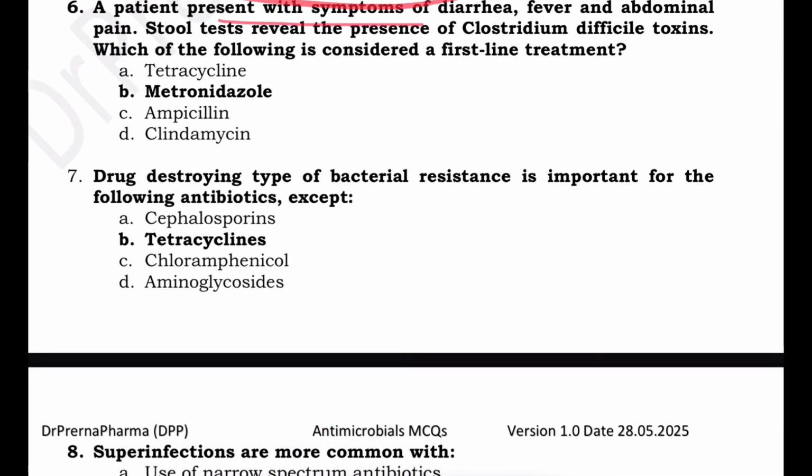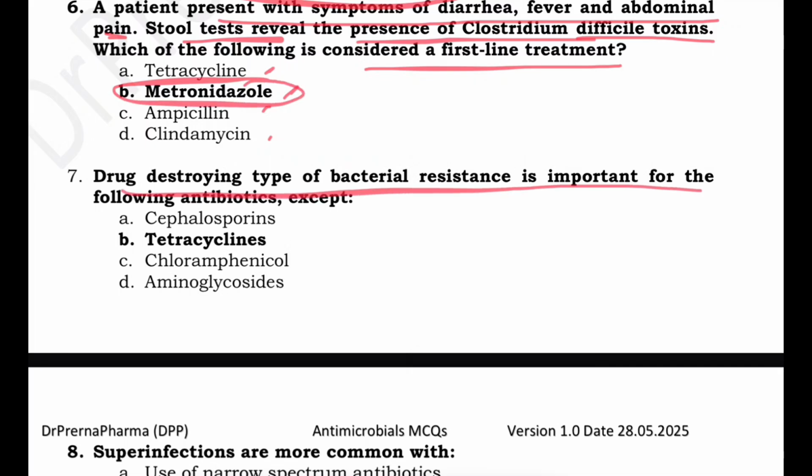A patient presents with symptoms of diarrhea, fever and abdominal pain. Stool test reveals presence of Clostridium difficile. What is the first line treatment? For initial treatment in Clostridium difficile, the options are tetracycline, metronidazole, ampicillin and clindamycin. The drug started is metronidazole.